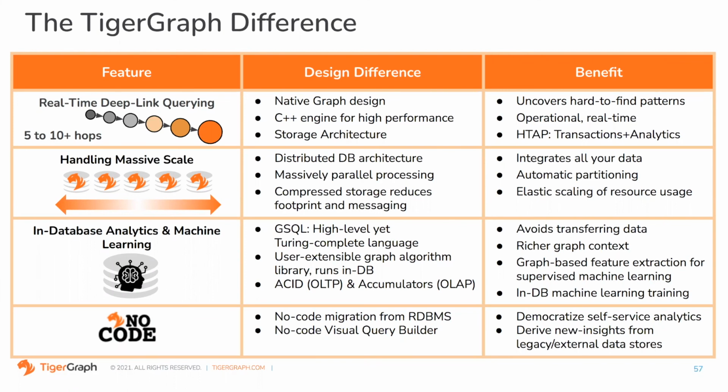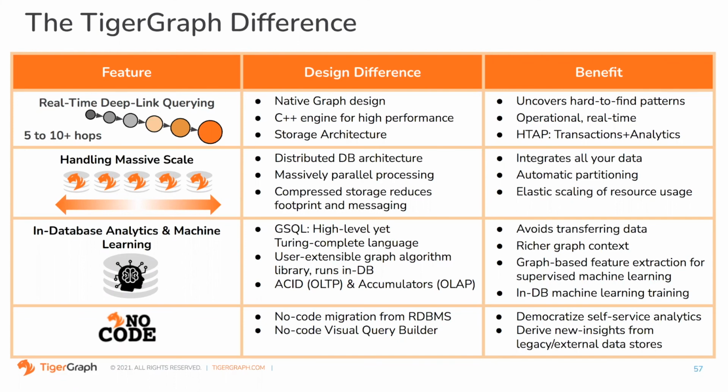In terms of what we do inside the graph database, we can also do analytics and machine learning in the graph. We don't have to export it off to an external system, where we have a Turing complete language. We run in database, and we can also run transactions in the database and accumulators for both OLTP and OLAP. That means we minimize the movement of data. We provide richer graph context, and then we can do machine learning on top of that.